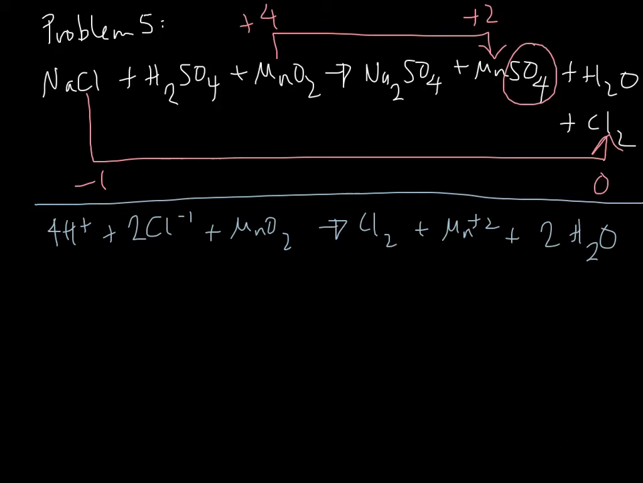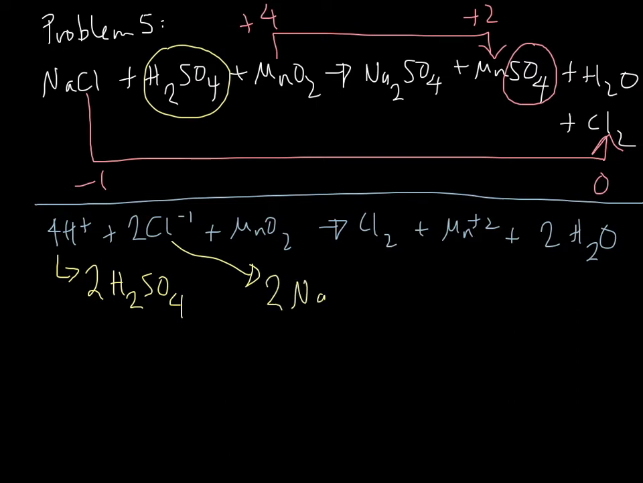And here's the complete combined redox net ionic equation. So now let's figure out how to put that back into that molecular form. Let's start with the 4 H pluses. Those would have come from the H2SO4. And because it's H2SO4, those 4 H pluses are going to come from 2 molecules of sulfuric acid, H2SO4. The Cl minuses are going to have come from 2 formula units of NaCl.